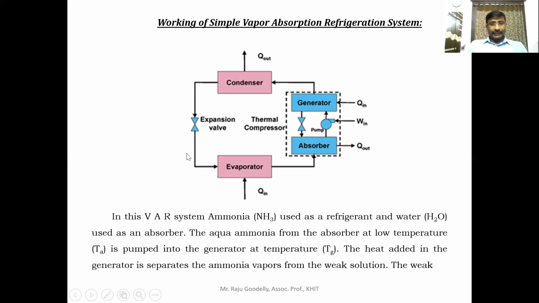Okay, the remaining liquid ammonia will enter the evaporator. The liquid only has the ability to absorb the heat. So the wet vapor will enter the evaporator. In the evaporator, the liquid ammonia, which has low pressure and temperature, absorbs the heat to convert into vapors. Again, those vapors are absorbed by the water in the absorber. The cycle will be repeated. Clear? Like this the system will work.